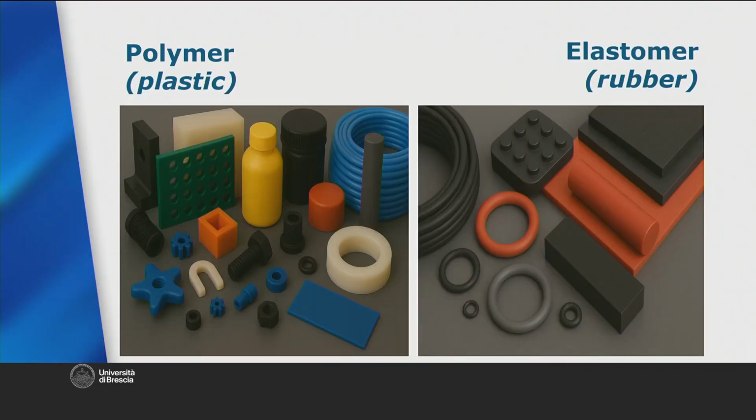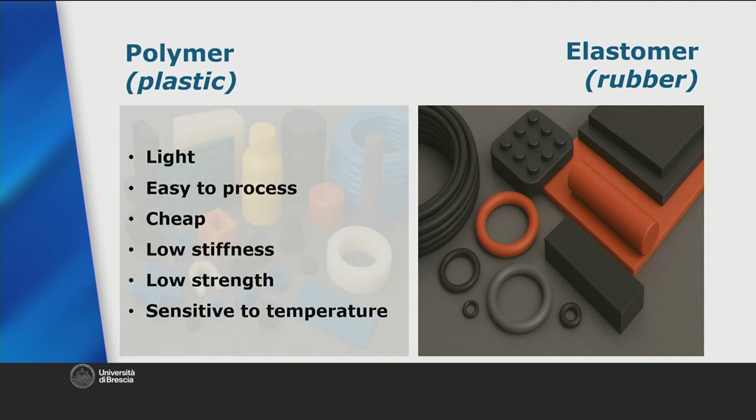Now let's move on to a broad family that, since the 1950s, has revolutionized many fields of engineering, from consumer goods to electronics and automotive. We're talking about polymers, commonly known as plastics, and elastomeric materials, that is, rubbers. Polymers are materials that are lightweight, easy to work with, and generally inexpensive. Although they are less rigid and less strong than metals, they stand out for their remarkable versatility.